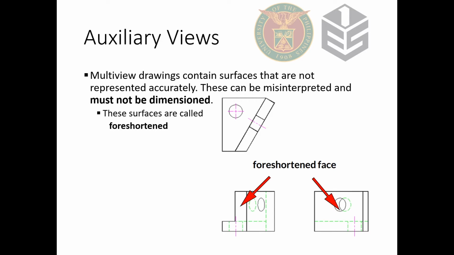So auxiliary views, these are basically to show surfaces that are foreshortened. So instead of simply seeing a circle, you see something else, like an oblong, or your square becomes a rectangle, or your rectangle becomes a square. Basically, it can be misinterpreted and must not be dimensioned when that surface or face is foreshortened.